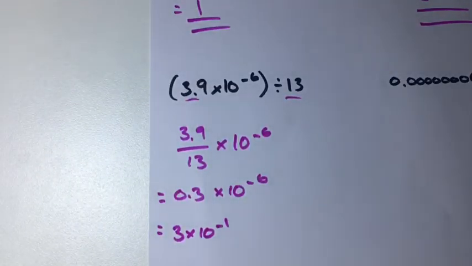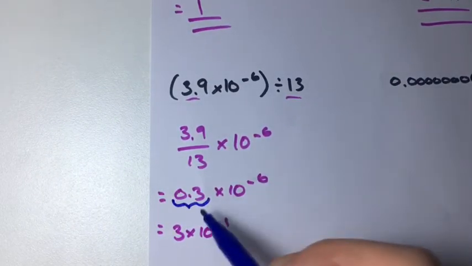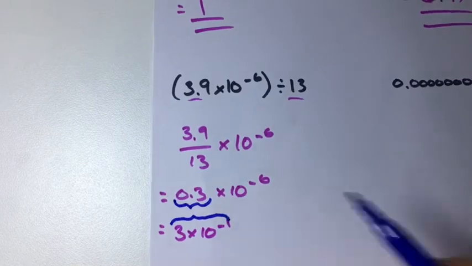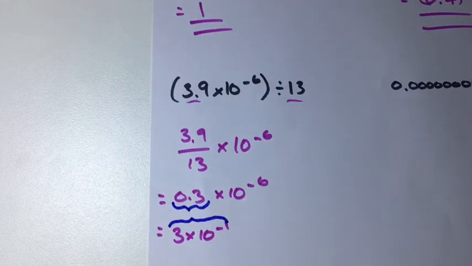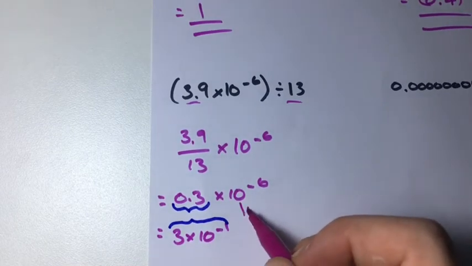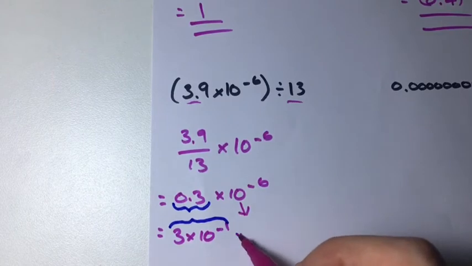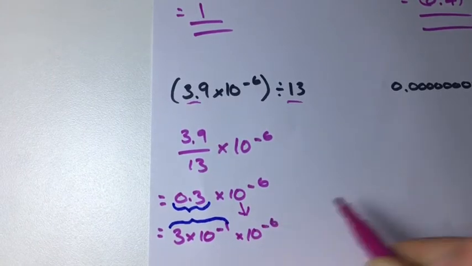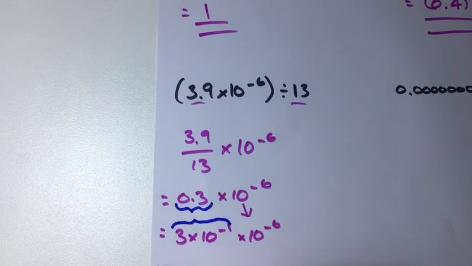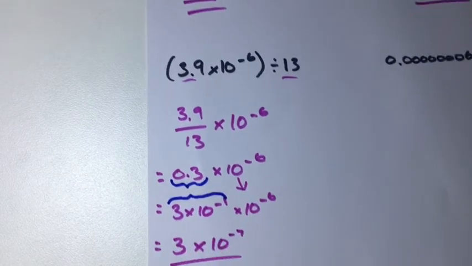Now, this and this are equal. So bring down my 10 to the negative 6. And now we can add our exponents here. So 3 times 10 to the negative 1 plus negative 6 is negative 7. And that's our final answer.